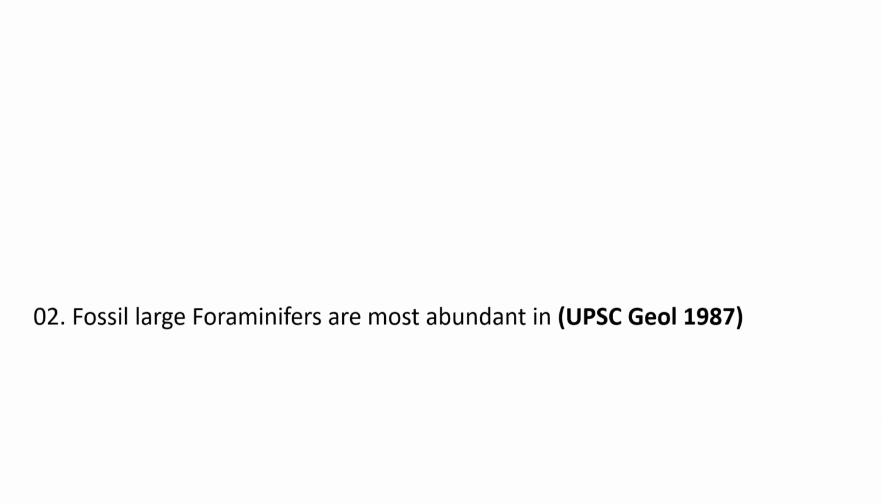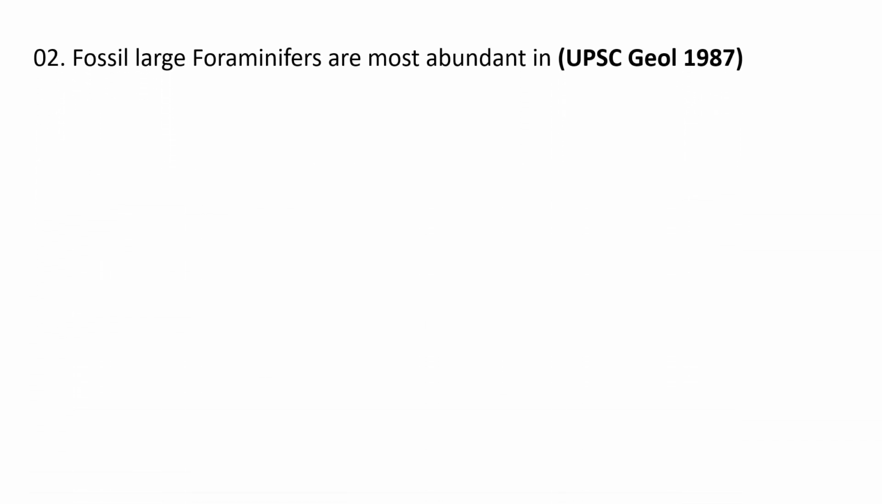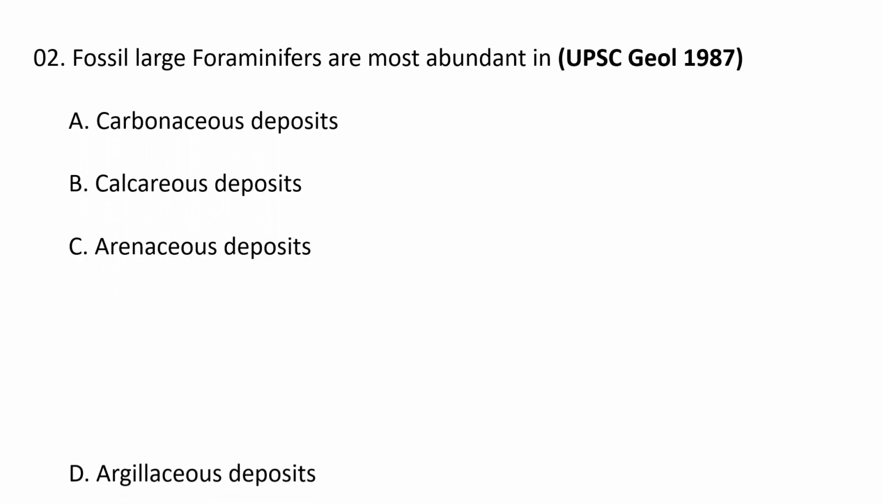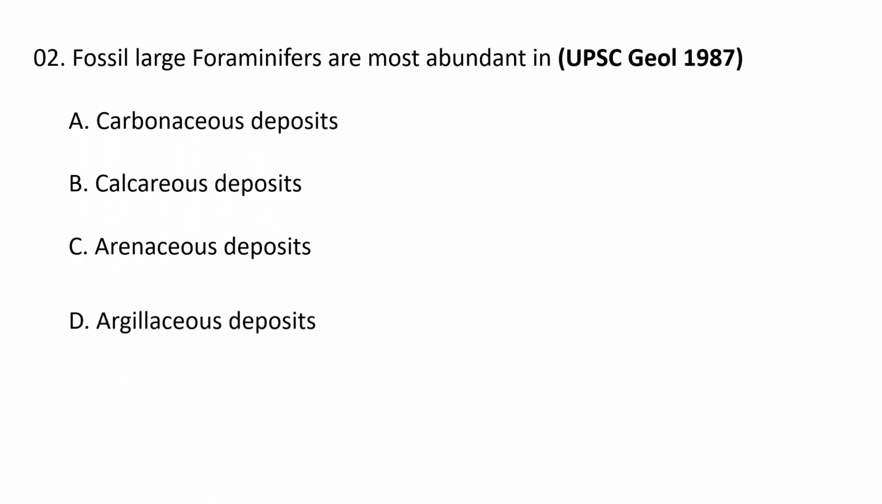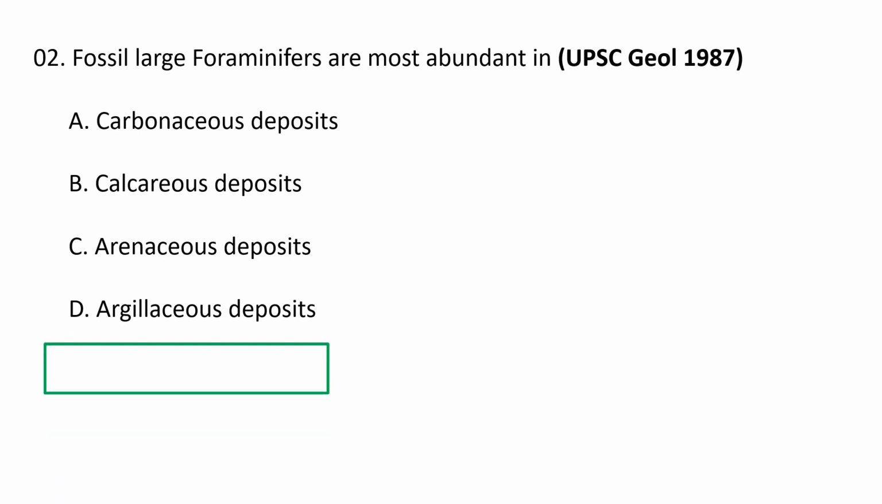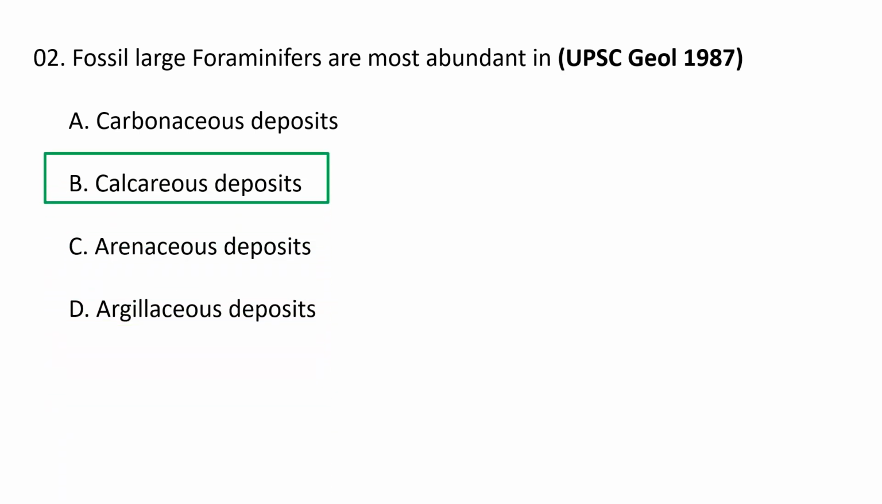Next question. The fossil large foraminifers are most abundant in A. Carbonaceous deposits, B. Calcareous deposits, C. Arenaceous deposits, and D. Argillaceous deposits. These foraminifers are more abundant in calcareous environments, as they have a calcareous or agglutinated shell. So B. Calcareous deposits is the correct answer.